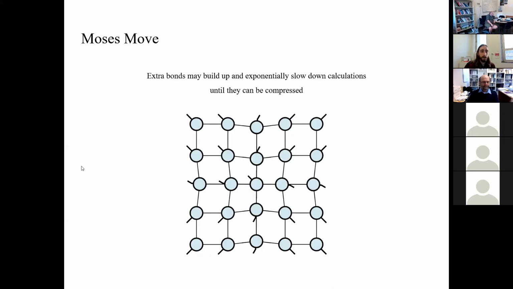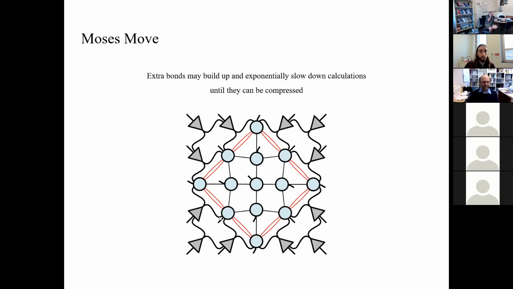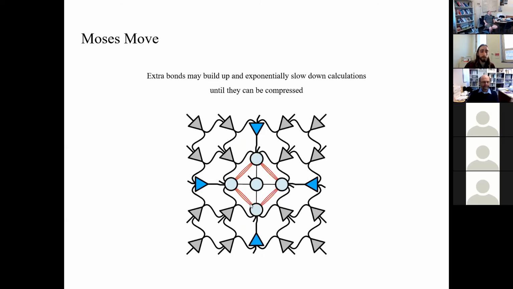So here's an example of how you might use these Moses moves to make a tensor network isometric. I won't have time to explain much of this in detail, but here we use a Moses move and we get this extra long-range bond. More Moses moves, more long-range bonds. We shift these bonds up with a singular value decomposition. More Moses moves, more of these bonds.